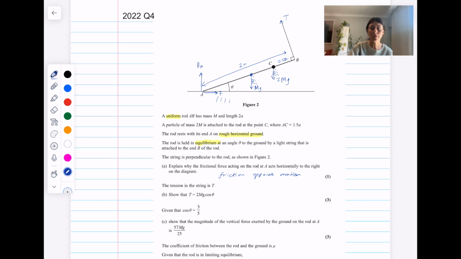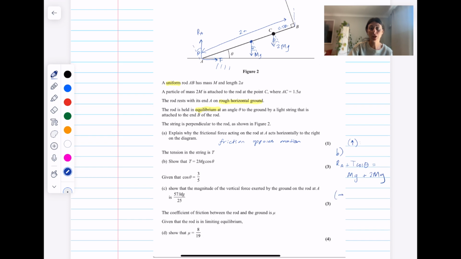Part B, show that T equals 2mg cos theta. Like before, I'm going to recommend that you do your vertical and horizontal resolving first. So vertically, we've got Ra, and we're also going to have the vertical component of T. So you're going to need to turn T so that it is pointing directly upwards. That will be turning through theta, so we write T cos theta. Set this equal to the downwards forces since we're in equilibrium, mg plus 2mg.